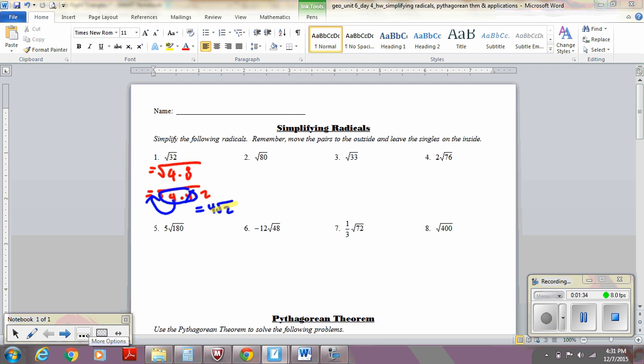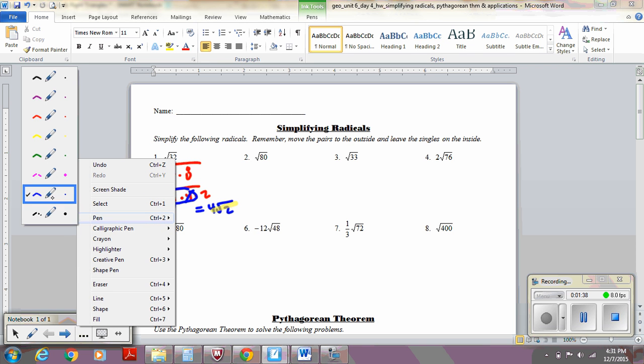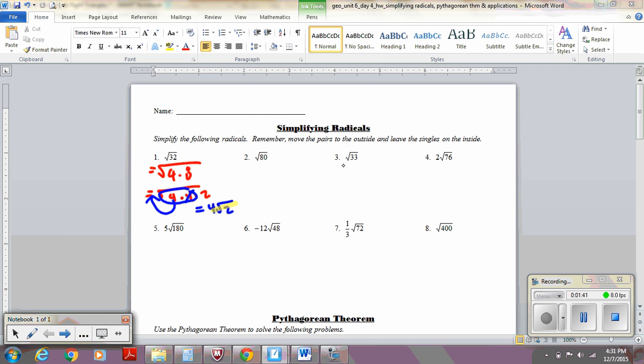Number 3 would be the same process. If I break 33 up into its factors, I would have 3 times 11. And both of those numbers are prime, meaning they are only divisible by 1 and itself. And I don't see any twins. So the square root of 33 cannot be simplified anymore. So that's as low as it's going to go.